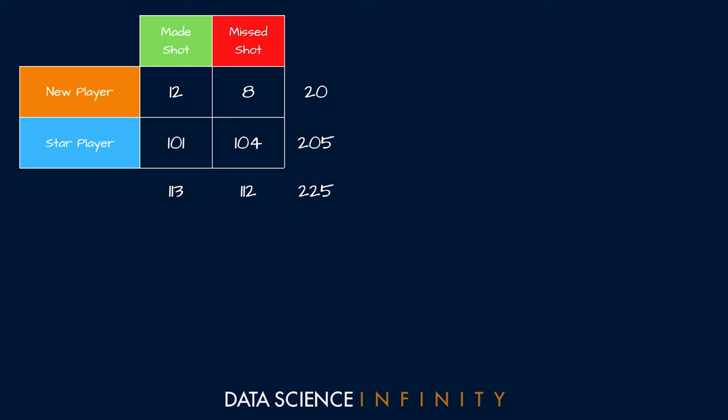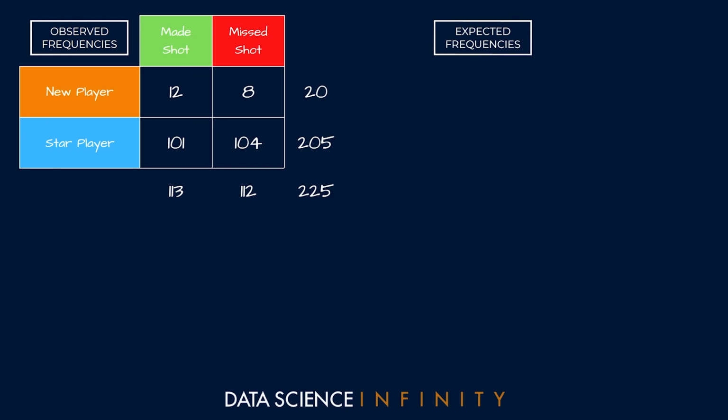Now, all of these values in the table on screen here, these are known as the observed frequencies. They are the values that actually happened, the real values that took place. But what is important to know is that the chi-square test of independence is all about comparing these observed frequencies to another set of values known as the expected frequencies.